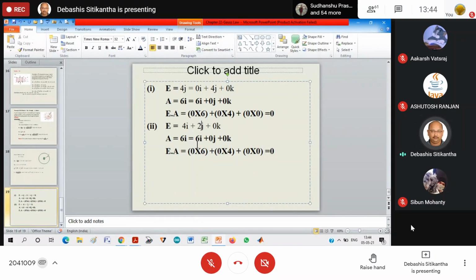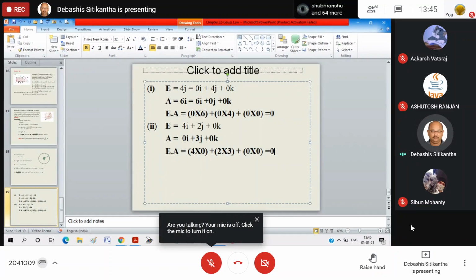Now A is given as 3j. So 3j means this term is 0, this one is 3, and this one is again 0. So if I multiply, this is going to be 4 cross 0. This one is going to be 2 with 3. This one is 0 multiplied by 0. So ultimately this is going to come as 6.